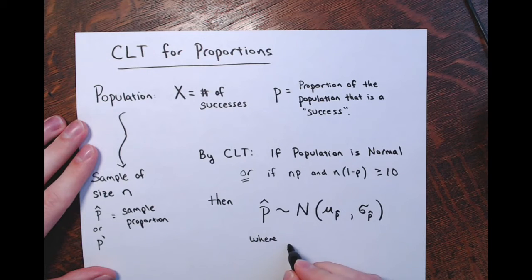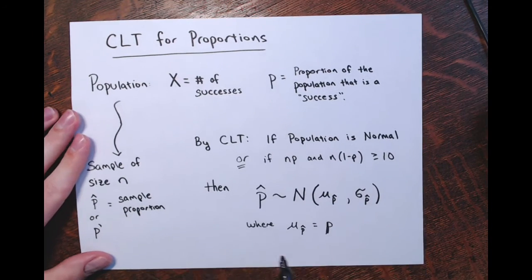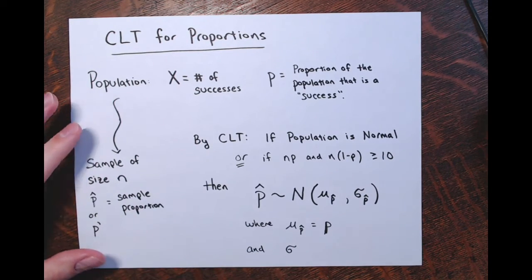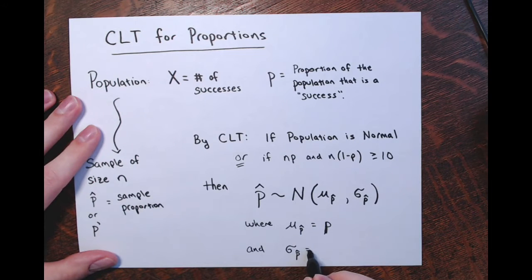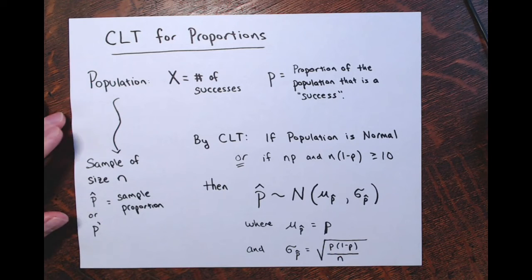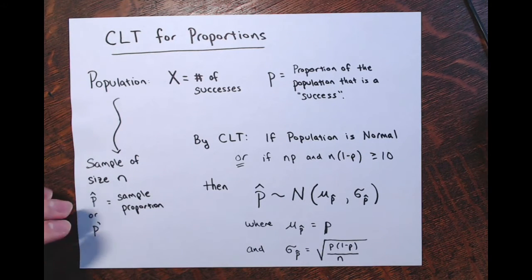where the mean of all these p hats, the mu p hat, is just the proportion of the population, just p. And the standard deviation of all these p hats, these proportions for samples of size n, was the square root of p times 1 minus p, or p times q, divided by the sample size, all that inside the square root. So hopefully this looks familiar. And again, we're talking about normal distributions here. So we'll talk about z-scores later.